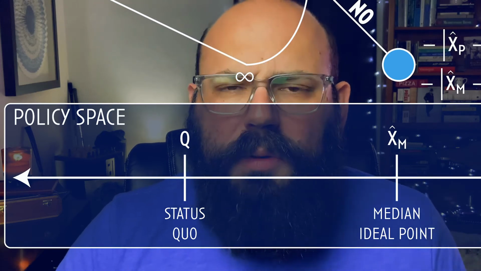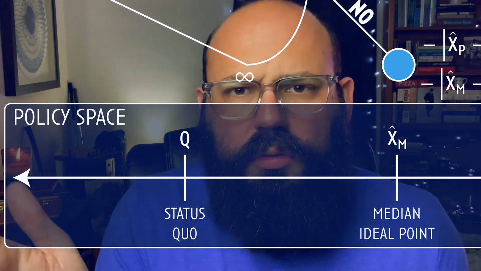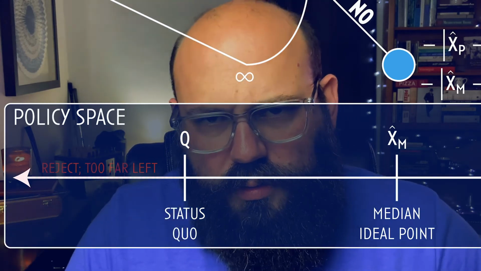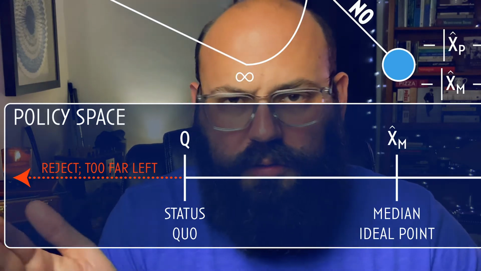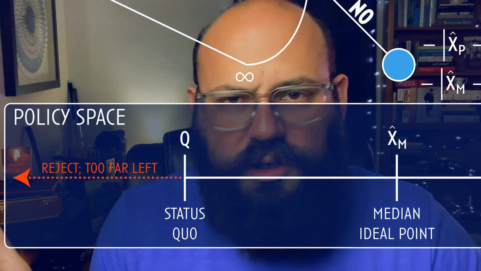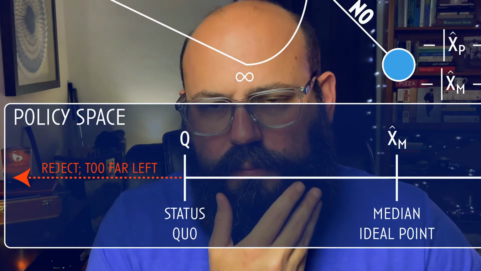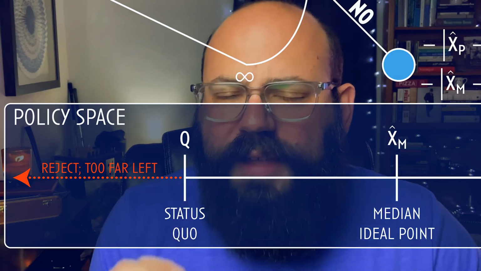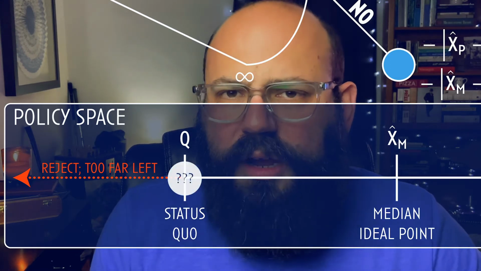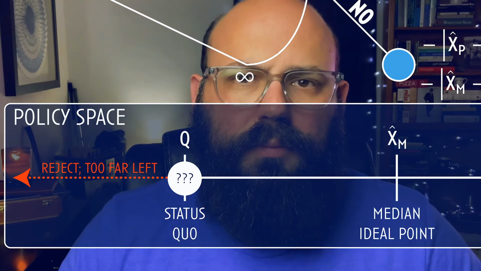Well, any proposal to the left of Q, that's even worse. That's further from the median ideal point than Q was, by definition. So that's no good. Those are all going to get rejected. So anything strictly less than Q will get rejected. If the proposal is exactly equal to Q, then that leads to indifference, and we're going to have to think about that. That could be accepted or rejected. Let's just put a pin in that for now.